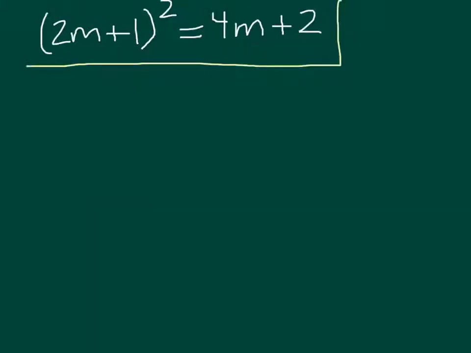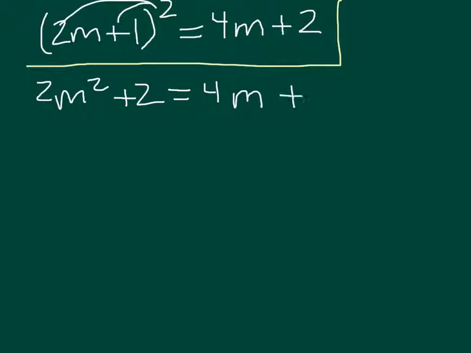Okay, good. Whoa, okay, this problem looks pretty crazy, right? But the thing you gotta remember is you just want to put it into the same form. You want to put it into a quadratic equation form. So, that requires you to first distribute the 2, which will equal 2m squared plus 2 equals 4m plus 2.